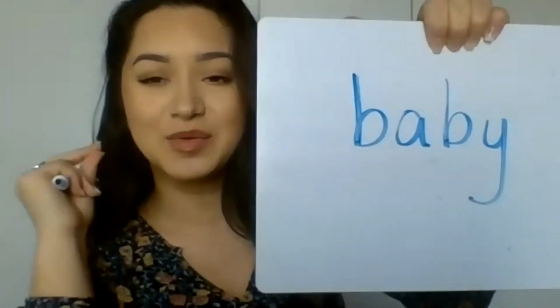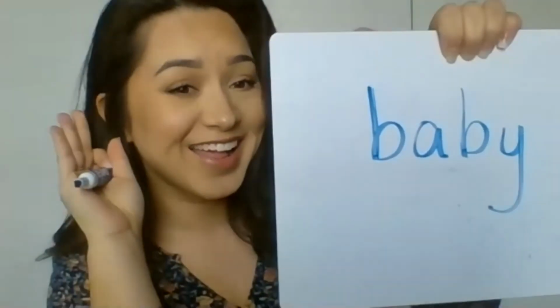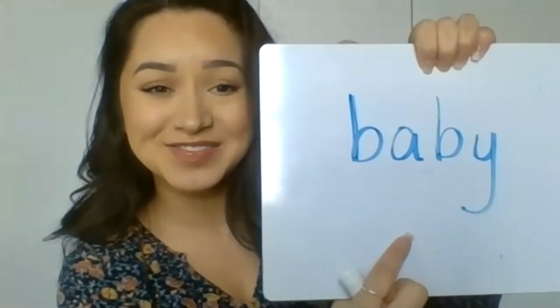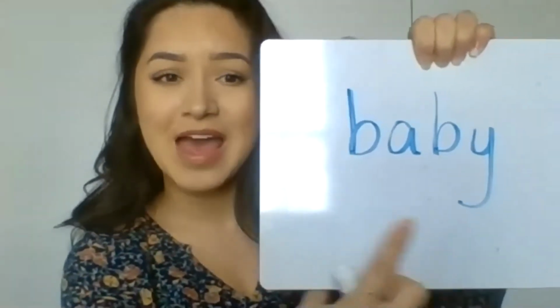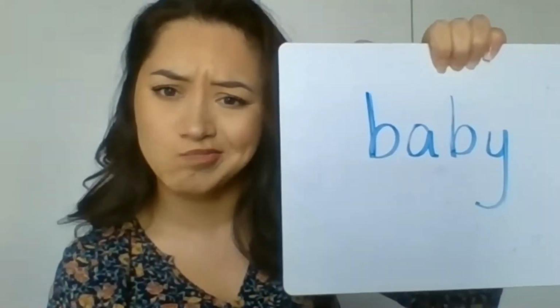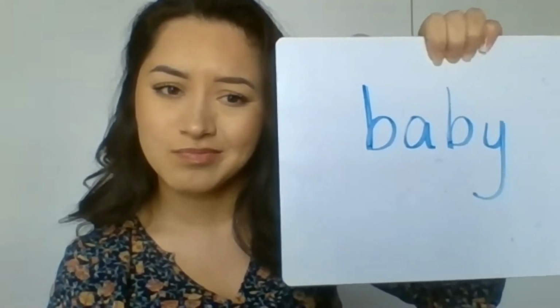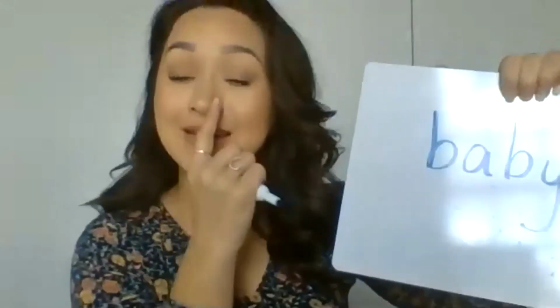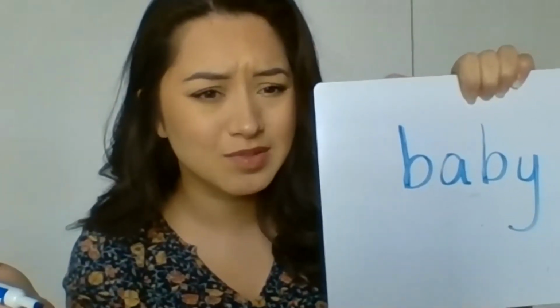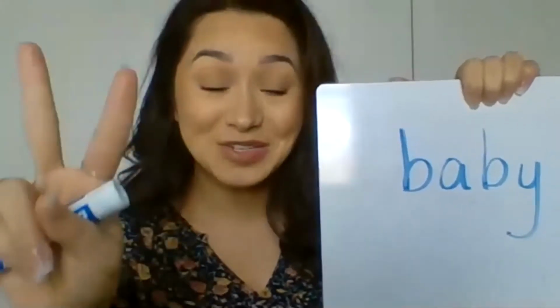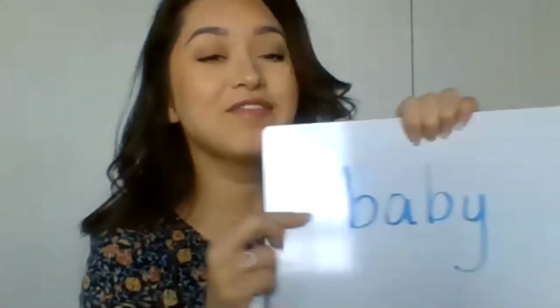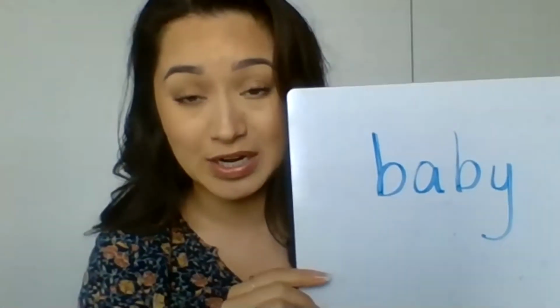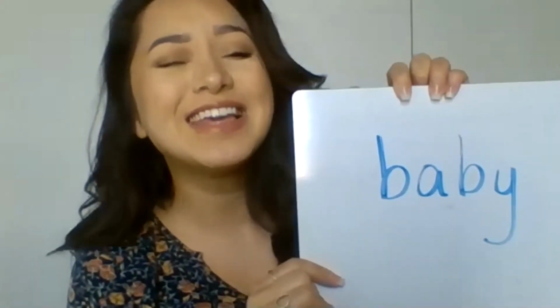What's my word in 3, 2, 1? Baby. What word? Baby. How many vowels are in this word? 2. Good. 1, 2. Now, if I have 2 vowels, that means I have how many syllables? 2. Good. If my Y comes at the end of a 2-syllable word, it will say a long E sound.